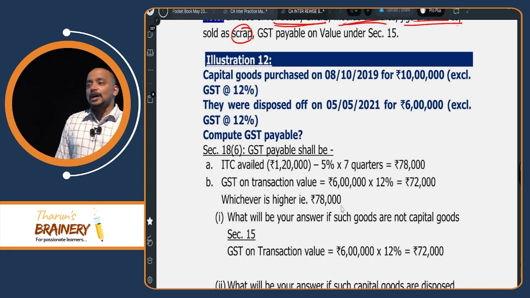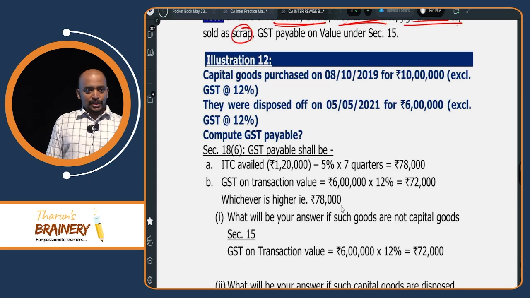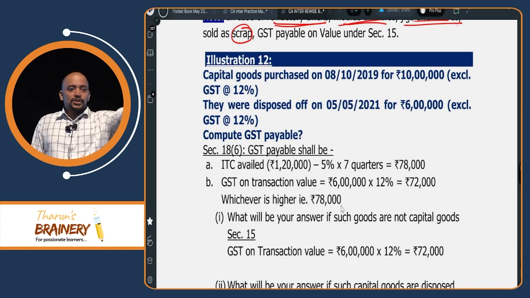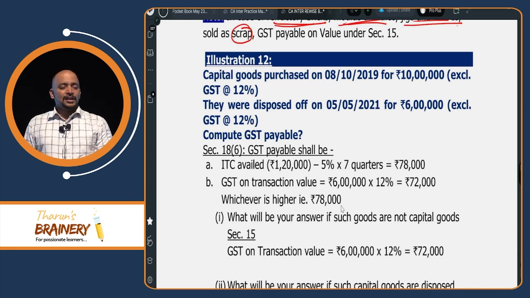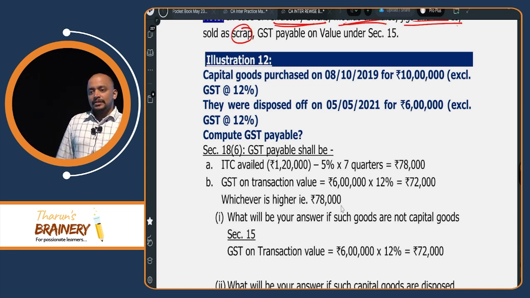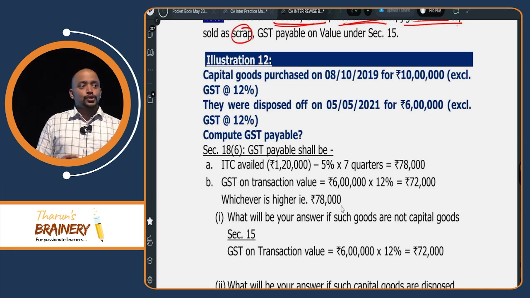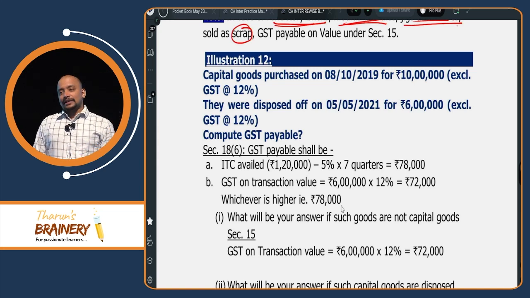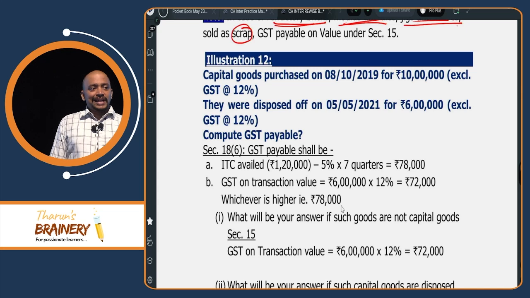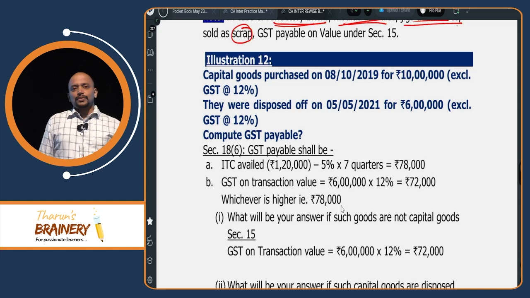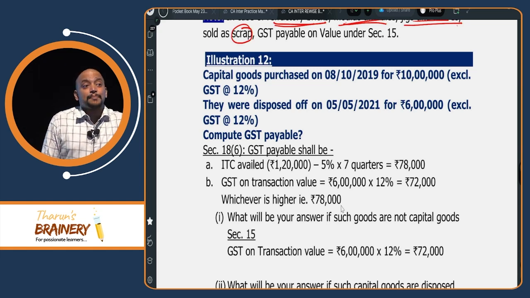Calendar quarter means October will come in which quarter? Third quarter. So take that October ending quarter. That is October, November, December. Then again 2020 full year. So therefore 4 quarters. Total 5. Then 2021 Jan, Feb, March, April, May. So 2 quarters. So total how many quarters? 7 quarters. So 2019 1 quarter, 2020 full year 4 quarters, 2021 2 quarters, because we need to take quarter or part thereof.